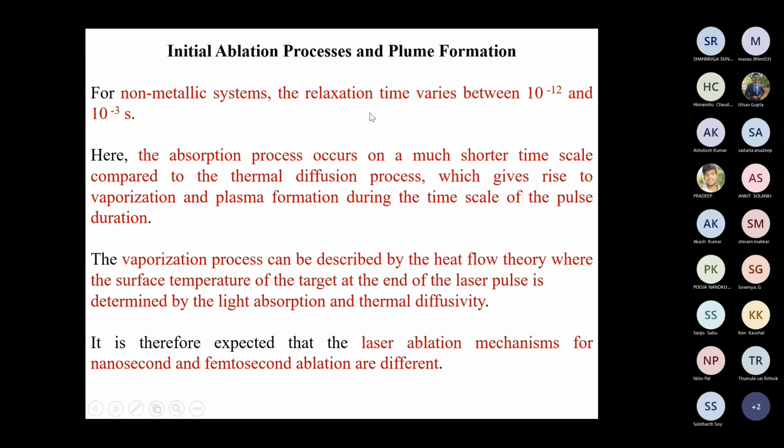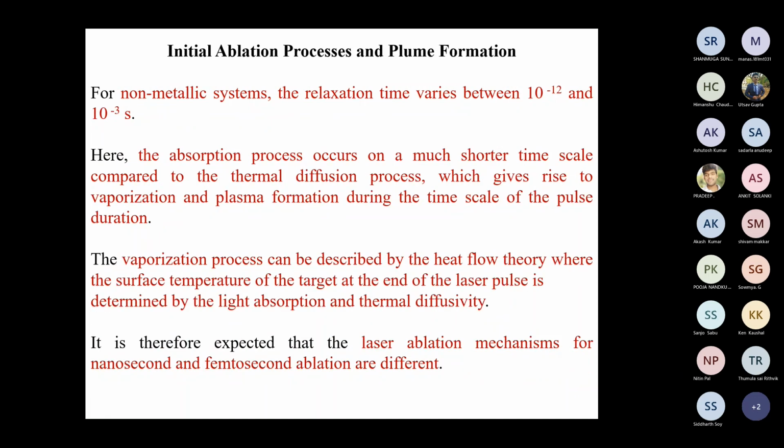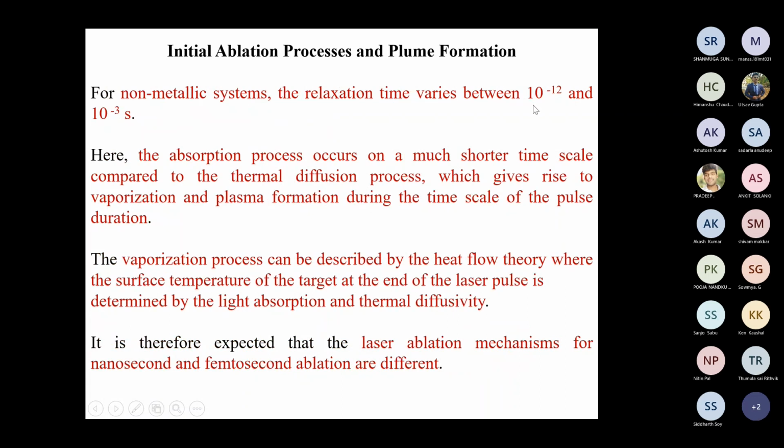For a non-metallic system, the relaxation time varies between 10 to the minus 12 to 10 to the minus 3. So you can see that the relaxation time of 10 to the minus 14 to minus 13 is very fast, because free electrons are present in a metallic system, but in a non-metallic system it is 10 to the minus 12 to minus 3. So the laser energy interacting with a metallic system transfers immediately, but in a non-metallic system it takes some time, and that is why the relaxation time is 10 to the minus 12 to minus 3.